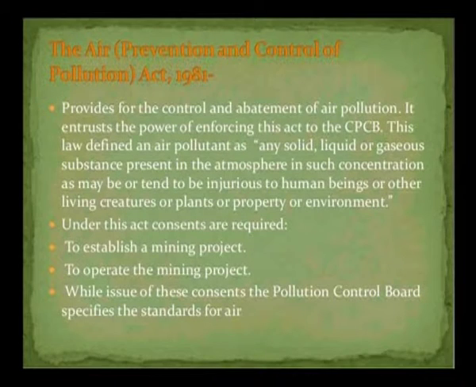The Air Prevention and Control of Pollution Act provides for the control and abatement of air pollution. It entrusts the power of enforcing the Act to the CPCB. This law defines an air pollutant as any solid, liquid or gaseous substance present in the atmosphere in such a concentration that it may tend to be injurious to human beings, other living creatures, plants, property or the environment. So, it encompasses a vast spectrum of chemicals, in the solid, gaseous or liquid state.